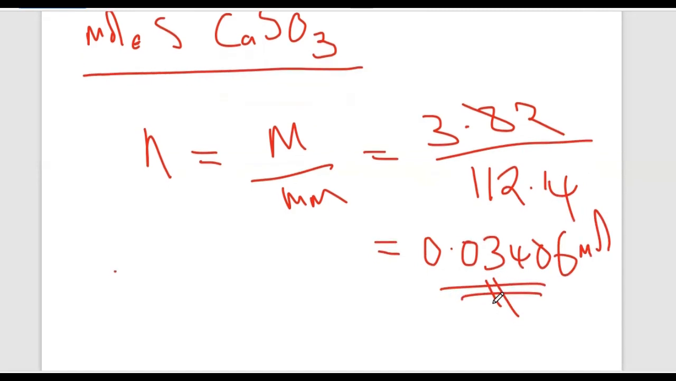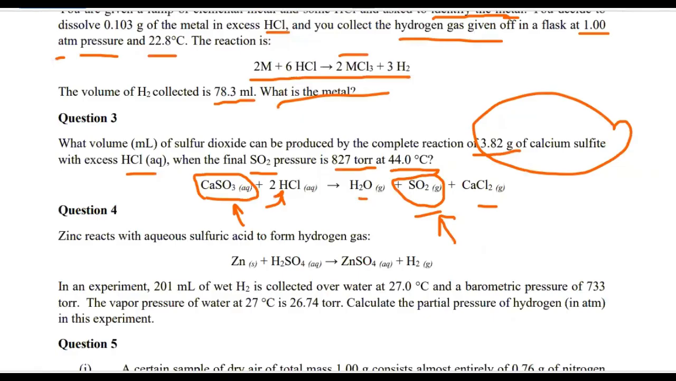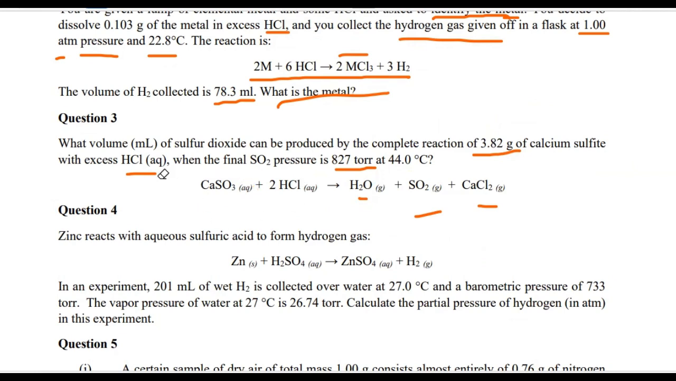So kindly be confirming these values, in case my calculator is mistaken. After finding the moles of this calcium sulfide, we are going to get a mole ratio of calcium sulfide to the sulfur dioxide. You can see from the balanced chemical equation that the mole ratio is just 1:1. Here you have 1 in front, and there you have 1 in front, meaning the moles of this are the same as the moles of that.